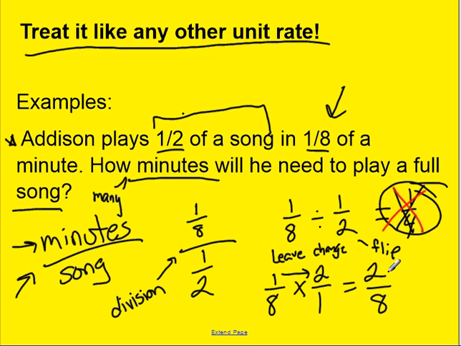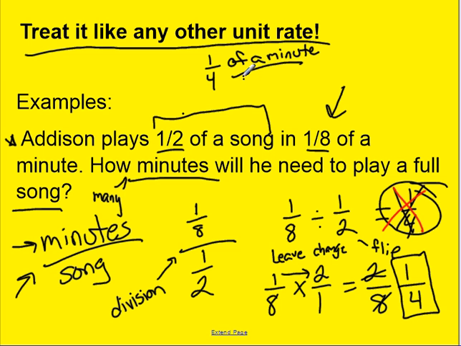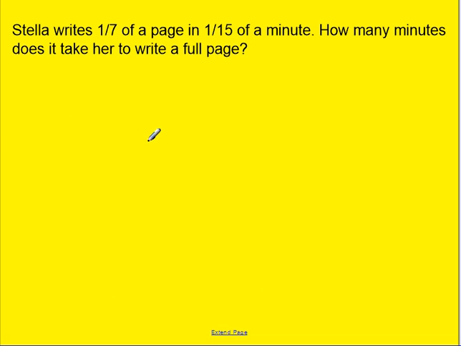And then we can simplify it. What number goes into 2 and 8? They can both be divided by 2. 2 divided by 2 is 1. 8 divided by 2 is 4. So that gives us a unit rate of 1/4. And it's okay to have a fractional unit rate. So it takes 1/4 of a minute for Addison to play a full song, one song. That is our unit rate. Okay? Let's try another one.